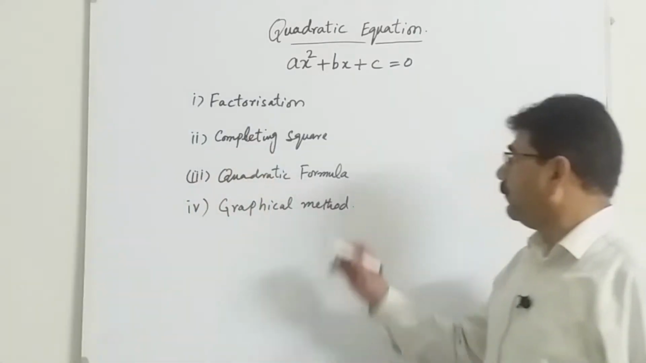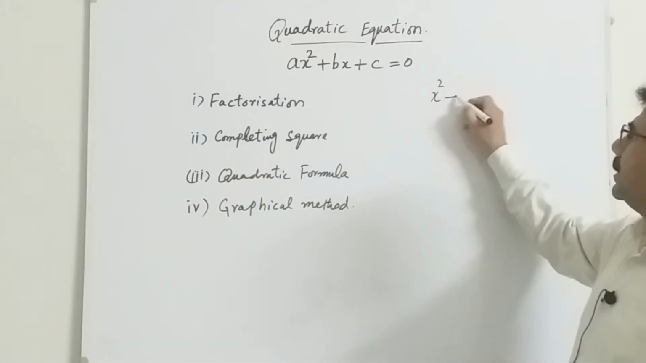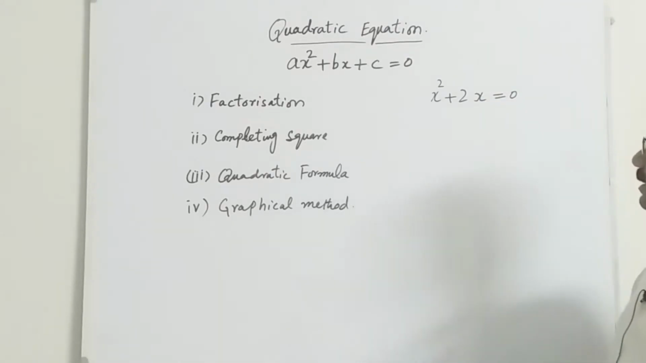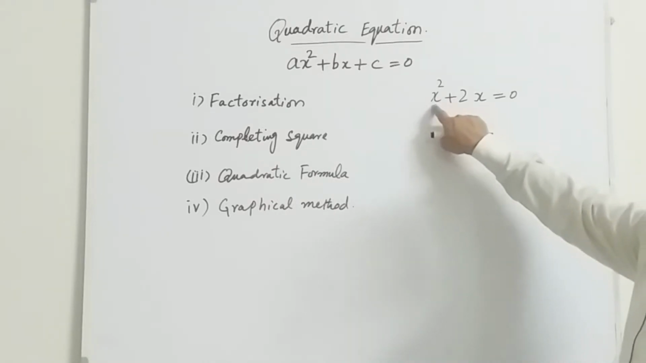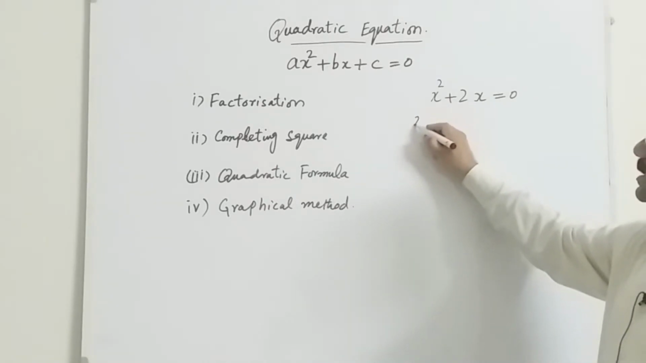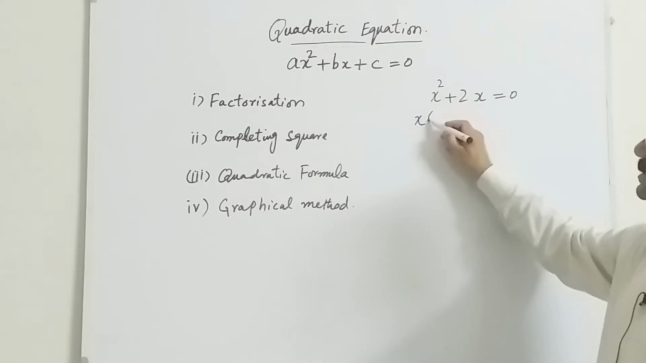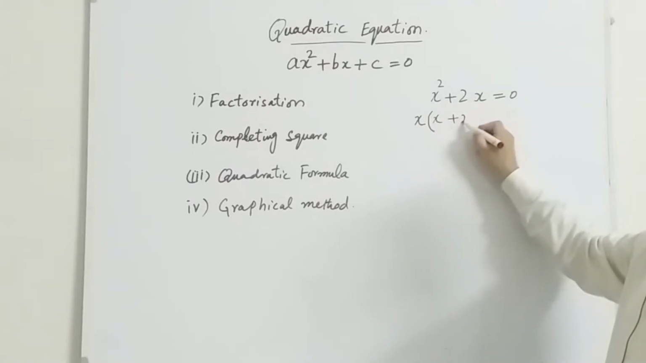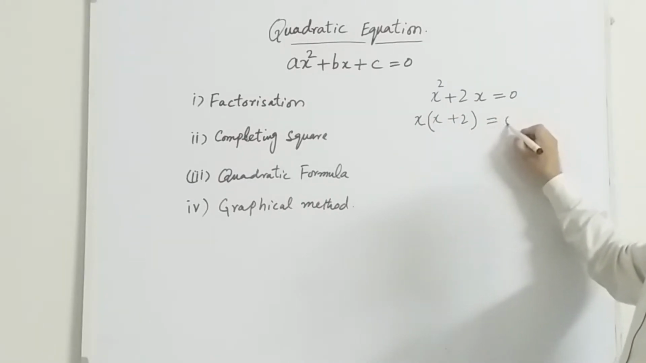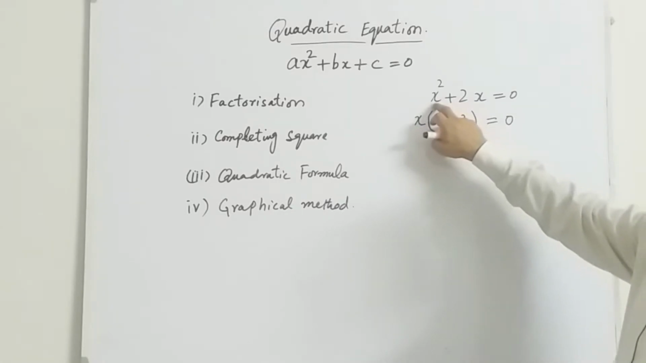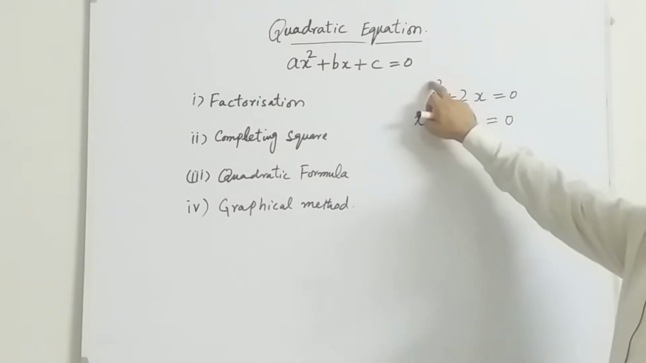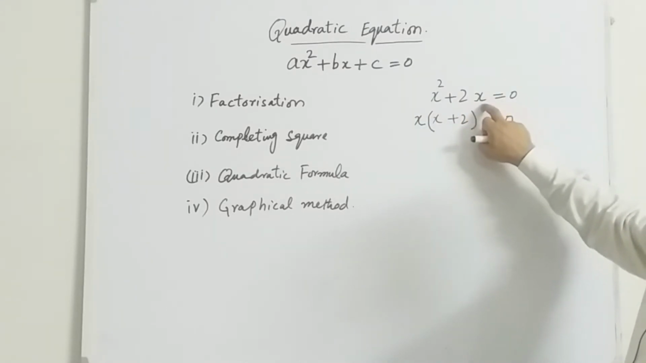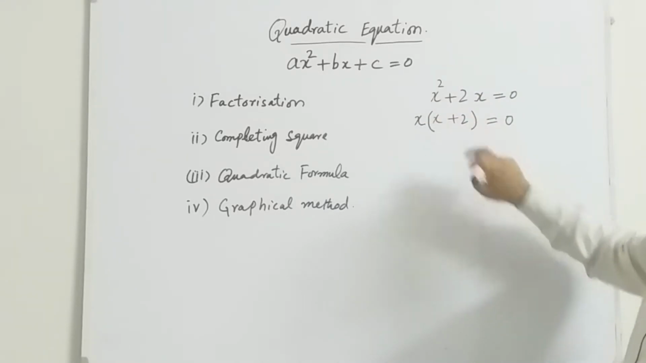As an example, if we have a quadratic equation x square plus 2x equal to 0, we will have to factorize this quadratic expression by taking common. We see that x is common in the given quadratic expression, therefore we will write x as common, and inside the bracket we will have x plus 2 and the right side will be equal to 0. Because when we take x common from x square, the remaining factor will be x, and from 2x after taking out common we will have 2.